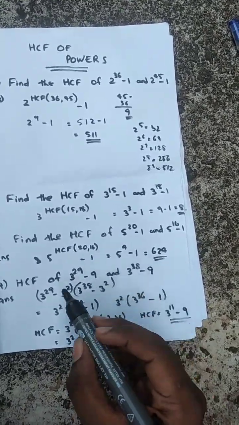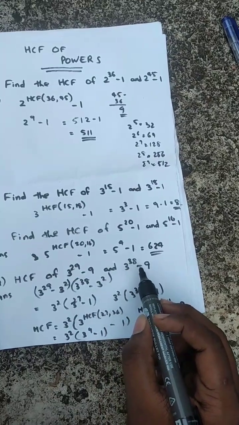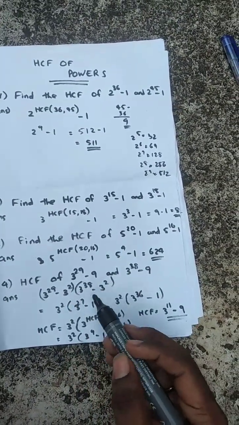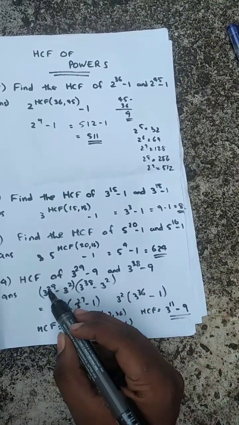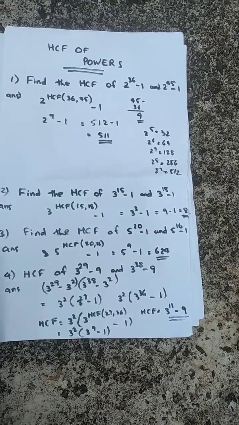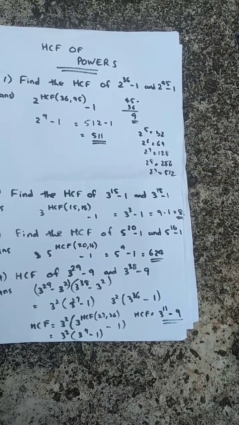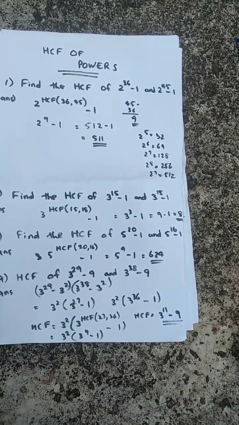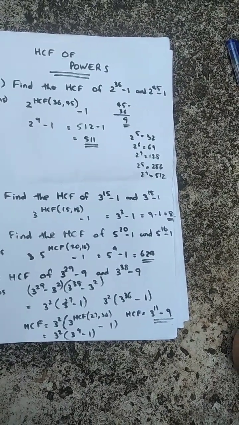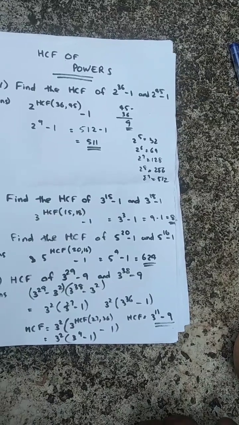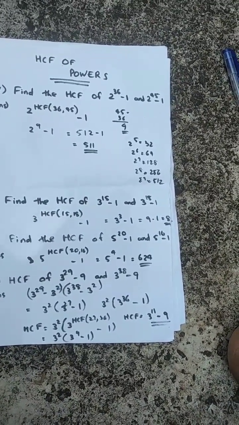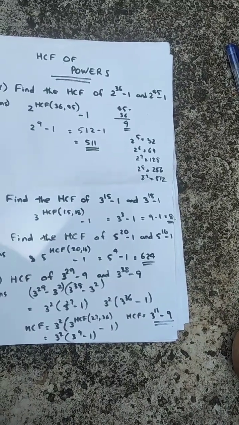I will explain it once more. HCF of 3 raised to 29 minus 9 and 3 raised to 38 minus 9. Here it's not 1. If it is 1, we can do it with these kinds of methods, but if it is 9, we need to change our method. So 9 would be 3 square. So 3 raised to 29 minus 3 square, and 3 raised to 38 minus 3 square. 3 square is common in both numbers, so we can take 3 square out from it. So 3 square taken out, from 29 it would just become 27, as 2 is taken out from it.